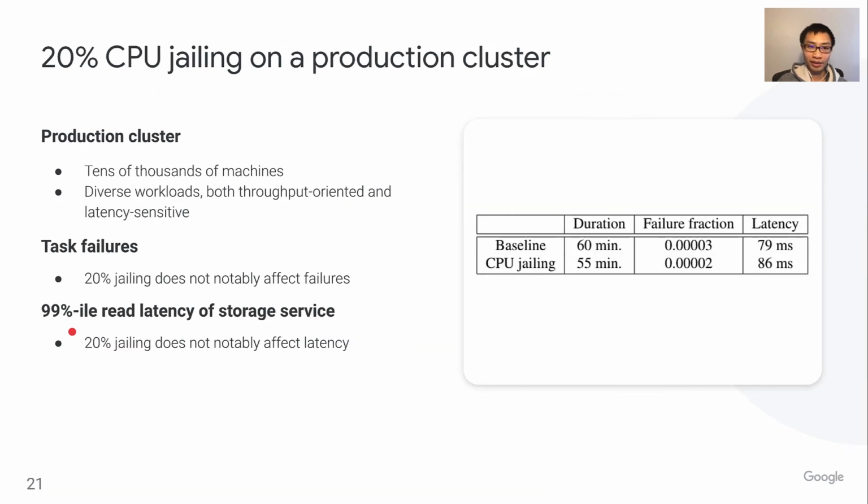We have also tested 20% CPU jailing on the same production cluster that we tested load shaping. We see that CPU jailing also has negligible effect on task failures and latency.